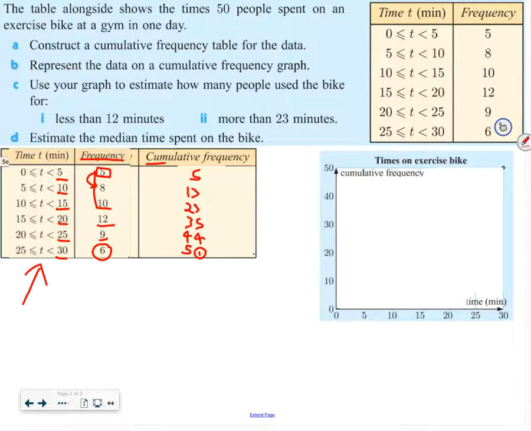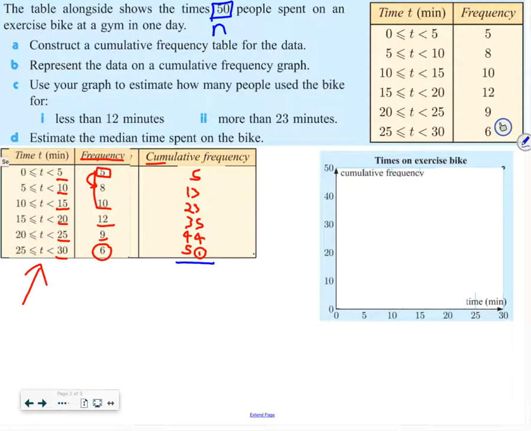A good check for yourself is always to make sure your last number is how many elements you have, your n value. So that's the first thing. After we get our frequency table, we want to make a cumulative frequency table next to it.